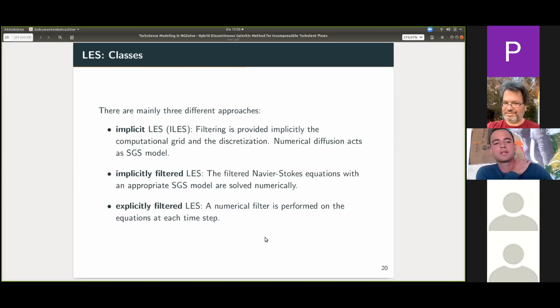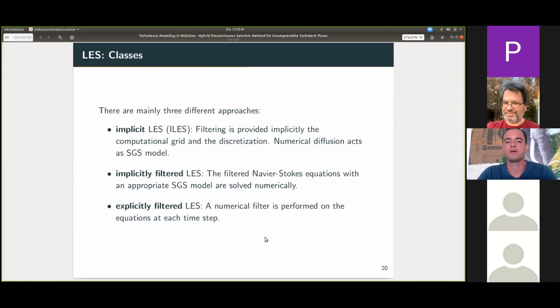There are also sometimes, if you start to do any LES computations, some things which are quite confusing. That's the way how to treat this subgrid scale model. So I would say there are basically three different ways to do that. There is the implicit LES, which is also called ILES.